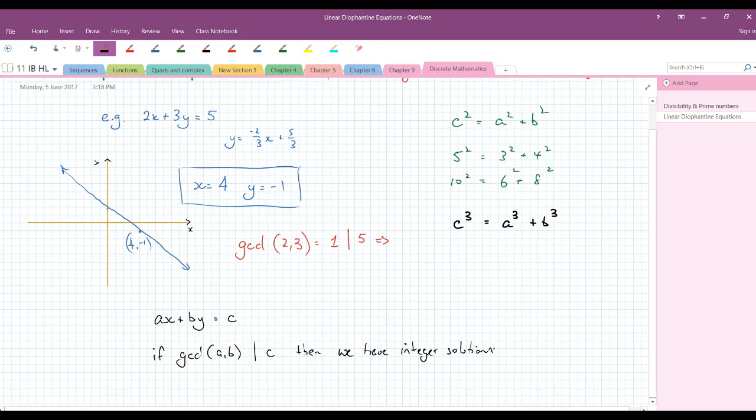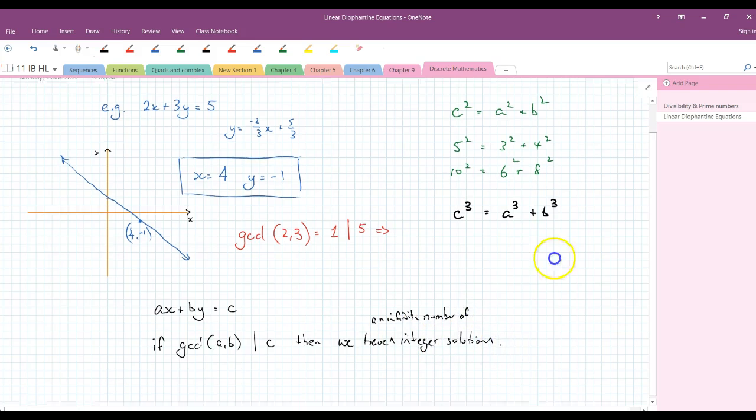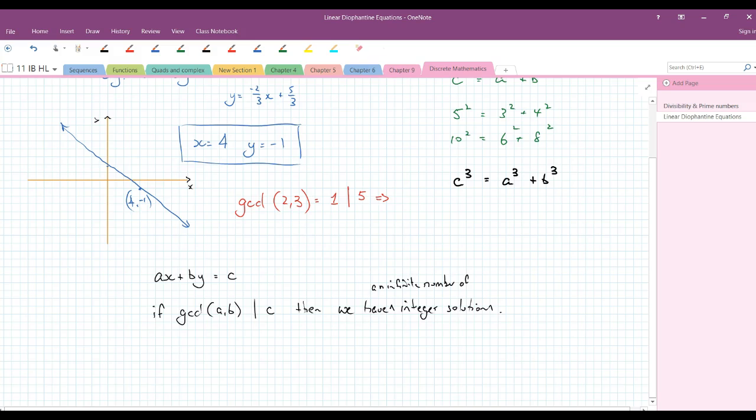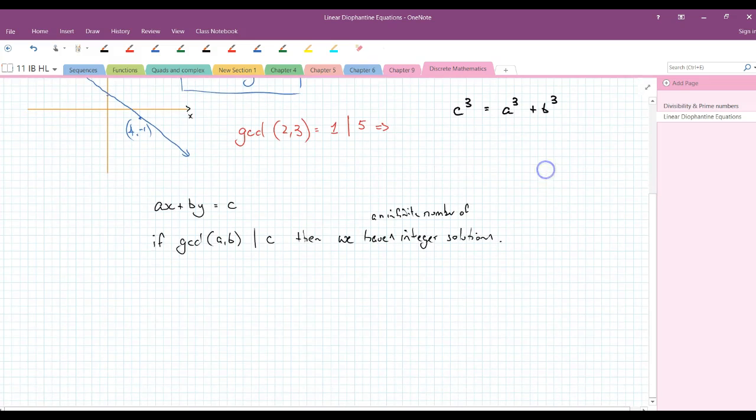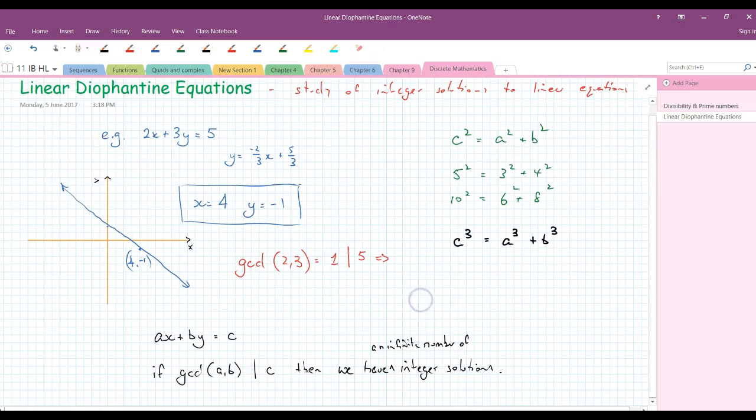We have an infinite number of integer solutions. And that's an important point to make. But in order to find that infinite number, we need to find one initially. And so that's going to be our task as we set out on this path of finding some integer solutions to linear equations.